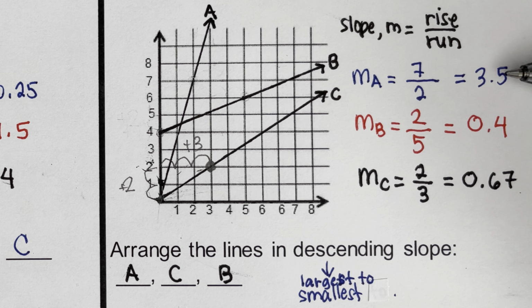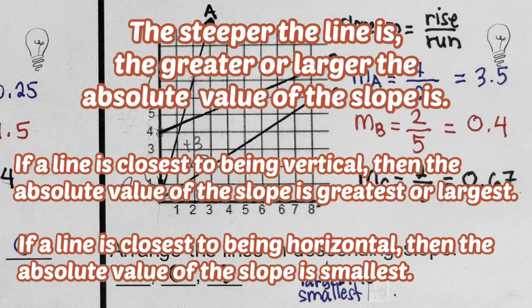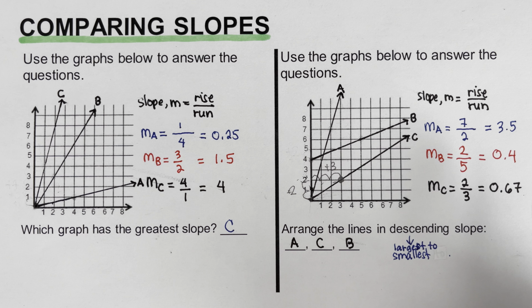So then from here, we can say that line A is the one that has the biggest slope, while line B is the one that has the smallest slope, which matches the answer that we have here, using the idea that the steeper the line is, the larger the absolute value of the slope. If a line is closest to being vertical, then the absolute value of the slope is largest. Now, if the line is closest to being horizontal, then the absolute value of the slope is smallest. So whether you want to show it quantitatively, by solving for the slope, or use the idea of being closest to vertical or closest to horizontal, the answers would still be the same.